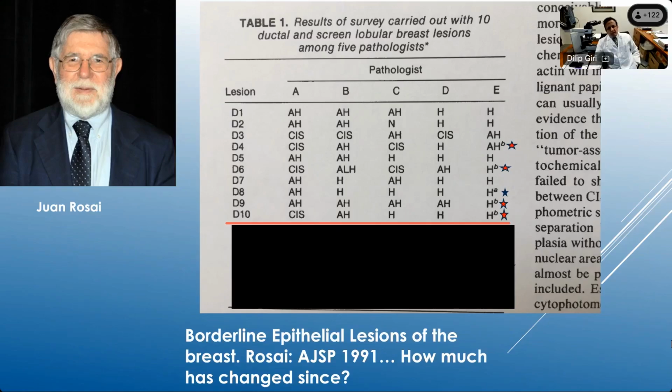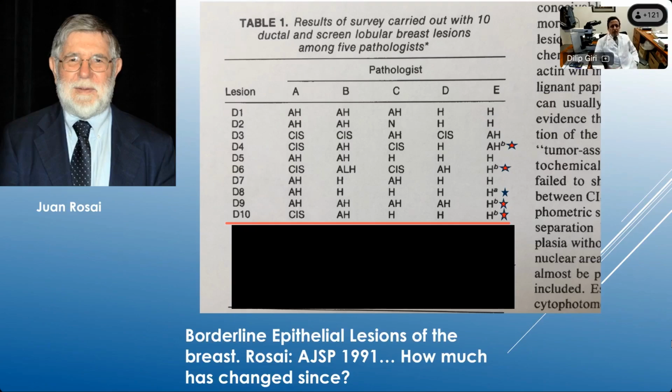So AH stands for atypical hyperplasia, CIS stands for carcinoma in situ, and then some of these were ALH, which stands for atypical lobular hyperplasia, and then H stands for hyperplasia or benign or UDH. Okay, so H in our case is going to stand for usual ductal hyperplasia, AH will stand for atypical ductal hyperplasia, and CIS will stand for DCIS.